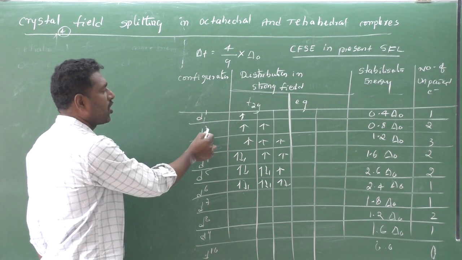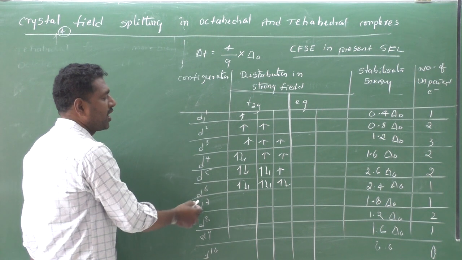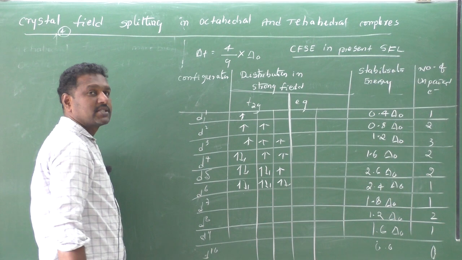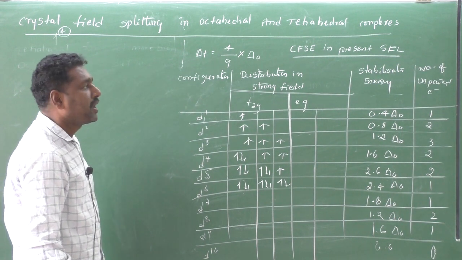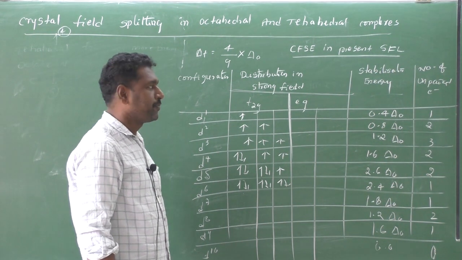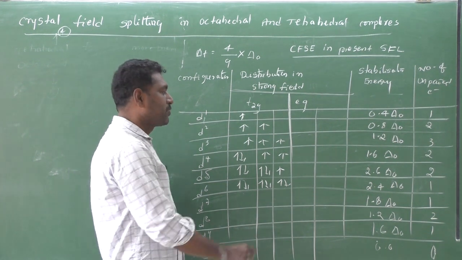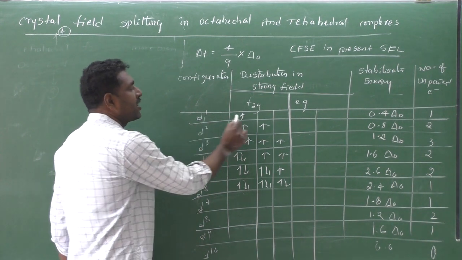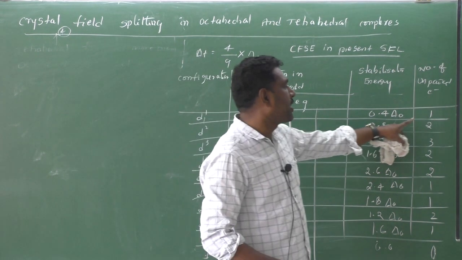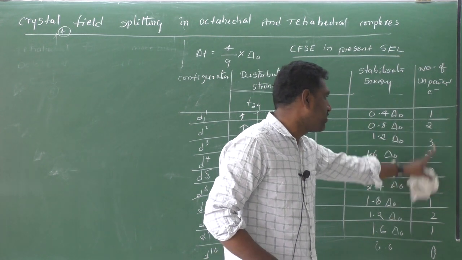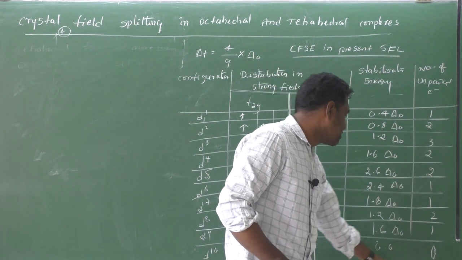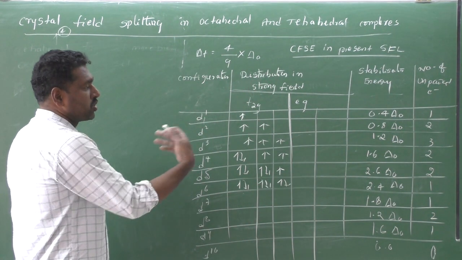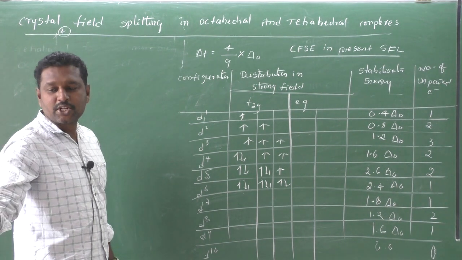For d1 electron, d2, d3, d4, d5, d6, d7. In the case of a strong field ligand, pairing of electrons takes place, so now we write the distribution. Here d1 is 1, that is 0.4 Δ0. The unpaired electrons I have mentioned: 1, 2, 3, 2, 2, 1, 1, 0. The stabilization energy is also given here. How can we calculate stabilization energy?